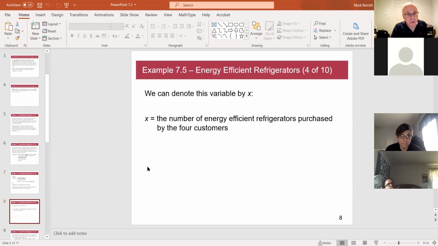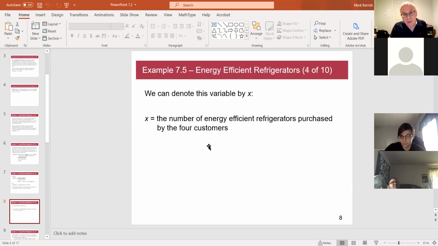Okay. So the random variable in this case is what? Out of the 4 customers, see, the random variable has now changed. We're now coming up with a new random variable, which is the number of energy efficient refrigerators purchased by 4 customers. This is not just one customer anymore. This is 4 of them. So this is a new random variable.